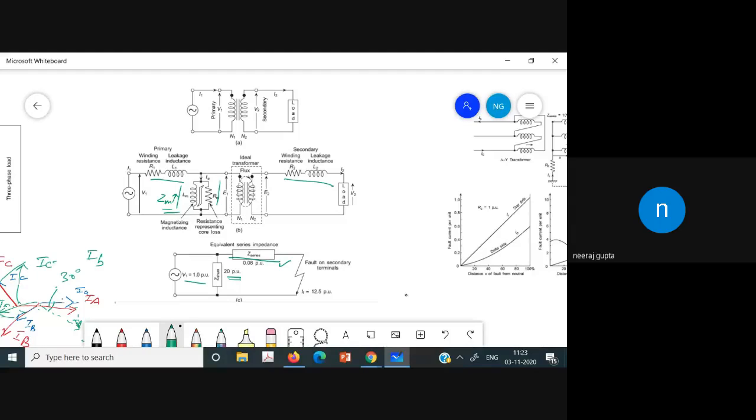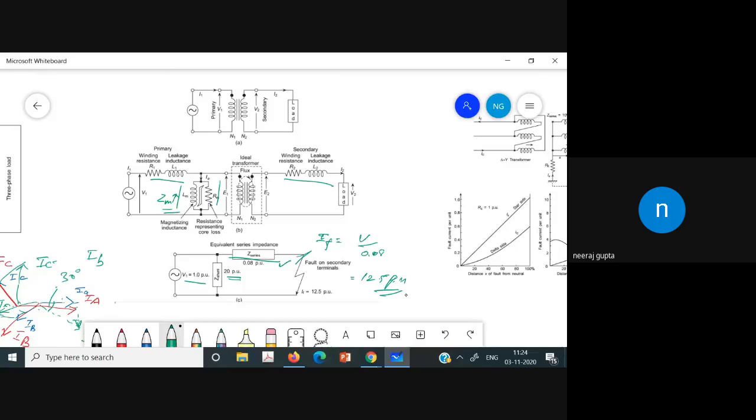Since the impedance is very large, current cannot flow through it. So if the current is flowing through this particular branch, and let us suppose the fault is at that particular point, then definitely the fault current in that case is given by V divided by the series branch impedance. It is equal to 1 divided by 0.08 per unit, and its value is equal to 12.5 per unit. So the value of the current is very large in that case. So this is the equivalent circuit of the transformer.